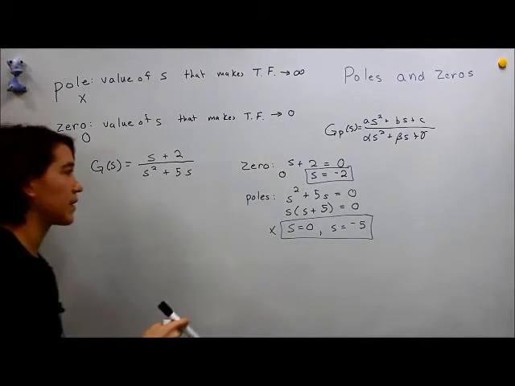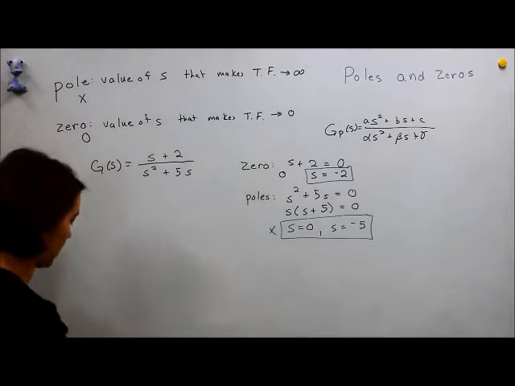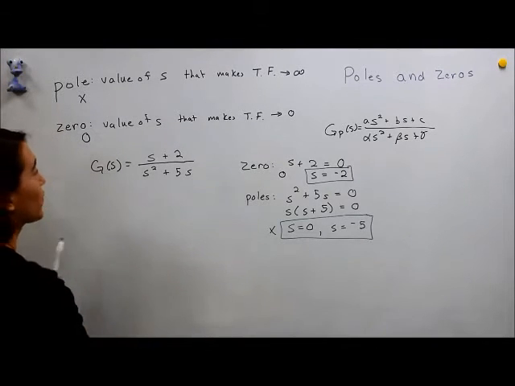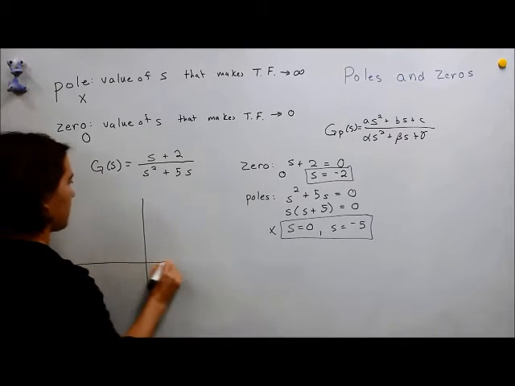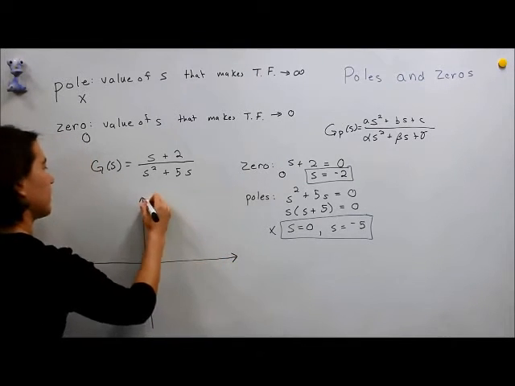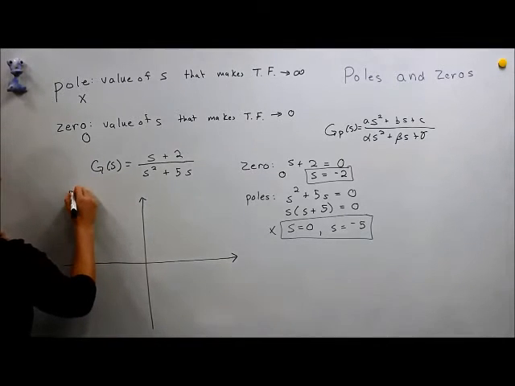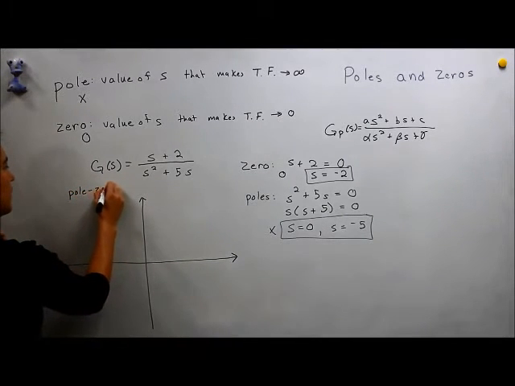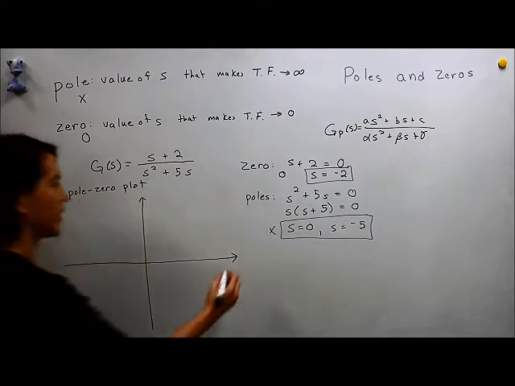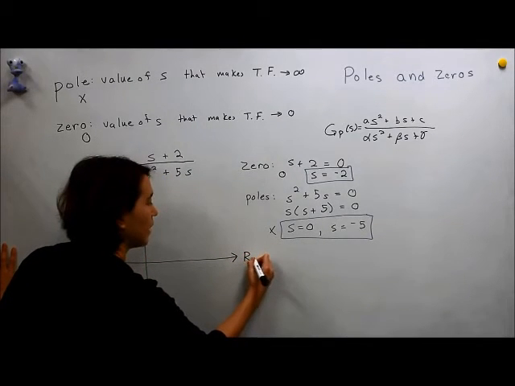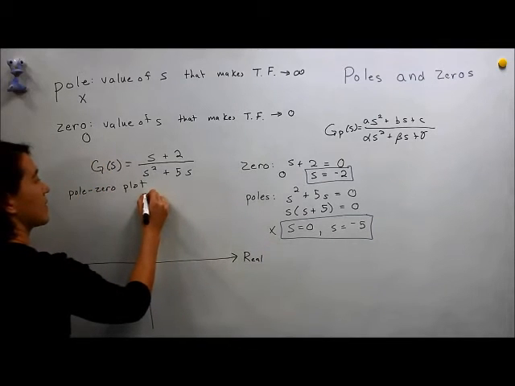And what we can do is actually map these on what we call a pole zero plot. Okay, so I'm going to write up here, pole zero plot. And essentially all we're doing is mapping s on the real and imaginary axis.